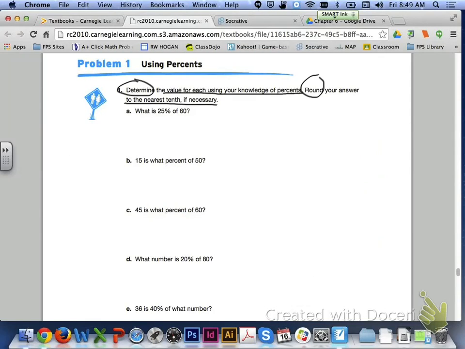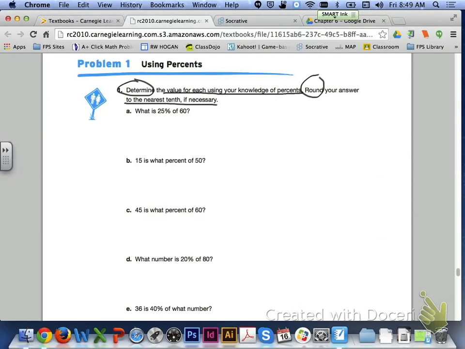Let's take a look at problem 1 on page 446. Number 1 asks us to determine the value for each using your knowledge of percents. Round your answer to the nearest tenth if necessary. So I would like you to do letters A through G with your group members.